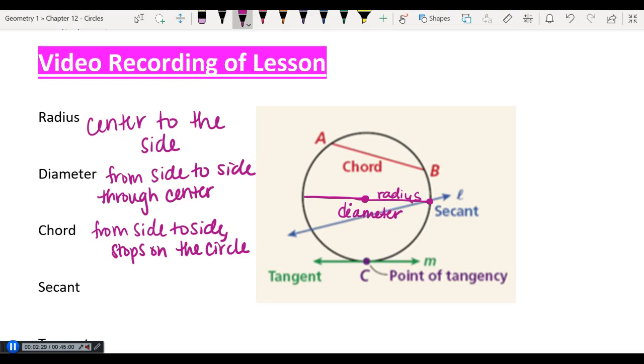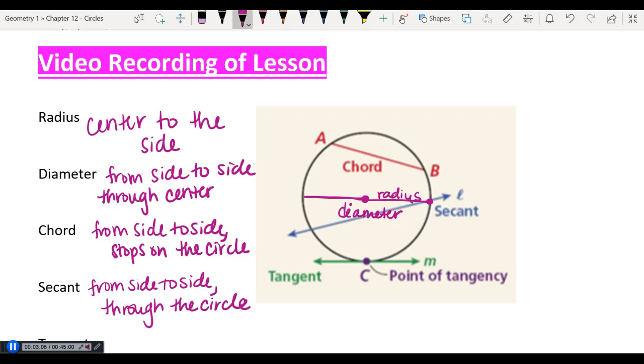A secant goes from side to side and it goes through the circle. You'll notice the secant here is in blue. Do you see how it has arrows on the ends? That means it's a secant because it goes through your circle. Questions on that?